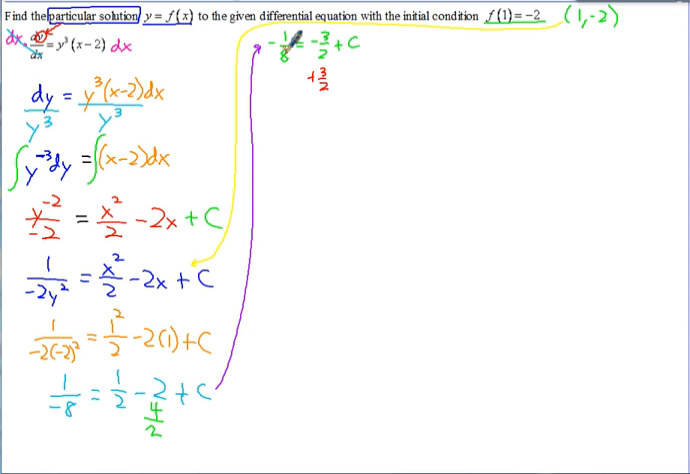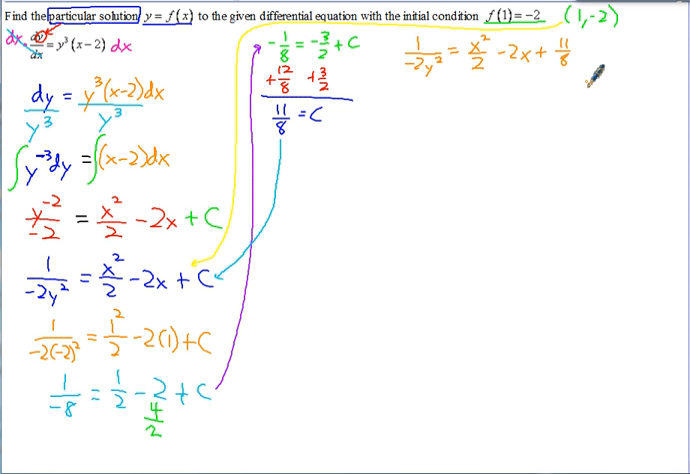But since this is a fraction, we want to get a common denominator, and adding 3/2 is the same as adding, if you multiply 2 times 4, that's 8, so 3 times 4 is adding 12/8. So c then would equal 12/8 minus 1/8, which is 11/8. So now we know what that constant is. So now we can substitute that right back in here for c. So now what we have left here is 1 over -2y squared equals x squared over 2 minus 2x, and we just figured out c is 11/8, so plus 11/8.